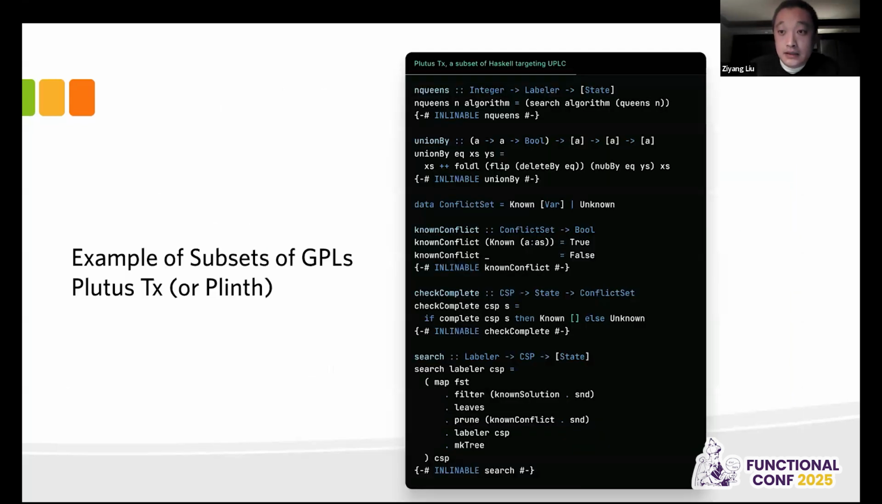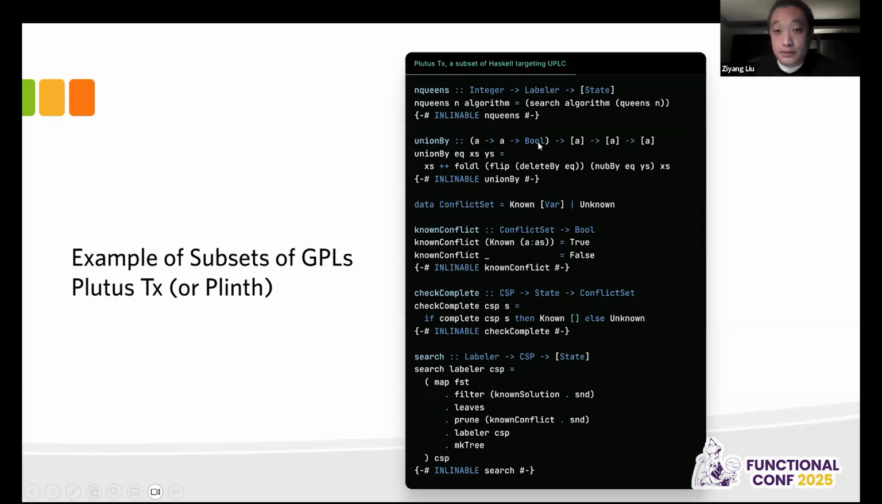Now, on the other hand, here is an example of a compiler plugin. This is a language called Plutus Tx, and its new name is Plinth. This is another language developed by my team at my current job. It's another surface language for Cardano smart contracts, just like Aiken and Plutarch. This is Plutus Tx, implemented as a subset of Haskell, and the compiler is a GHC plugin.